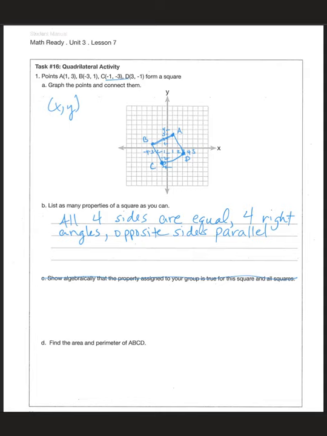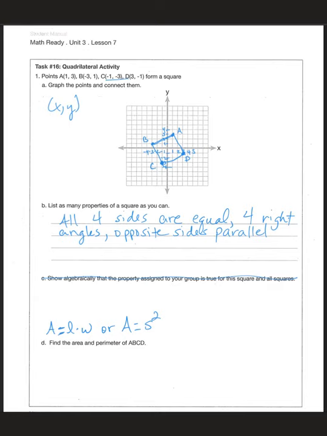Okay, we know the area of a square or any quadrilateral is length times width, but if it's a square, since the length and width are the same, you may see it like this: side squared, which is length times width. Because all 4 sides are the same, length times width, the same as side times side. Okay, and then perimeter is the sum of all the sides.